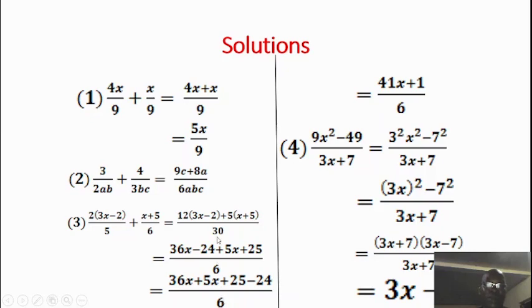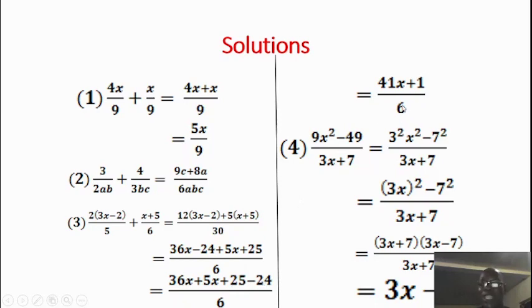This is 30 because the LCM of 5 and 6 is 30. So this is not 6, it is 30. Then 36 plus 5, what is it? Carry 4 from here, put it here, it becomes 40, remaining 1. So 36 plus 5 gives you 41. So we get 41x. 25 minus 24 is 1.